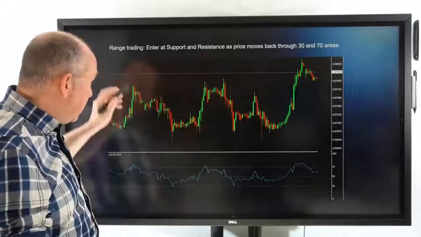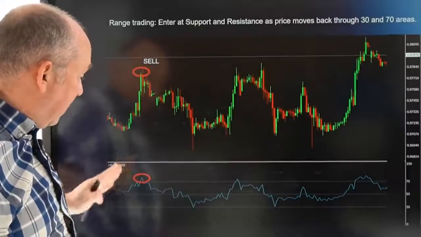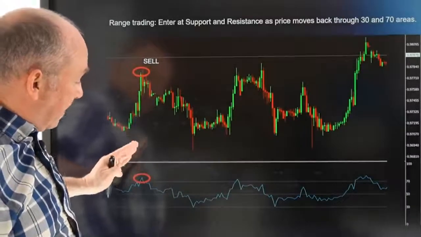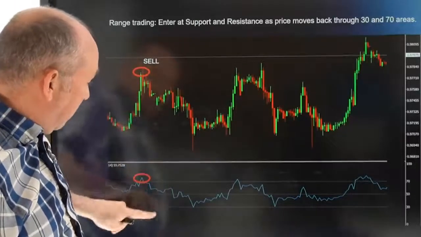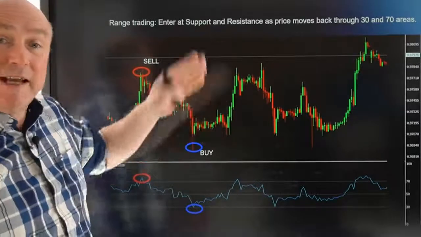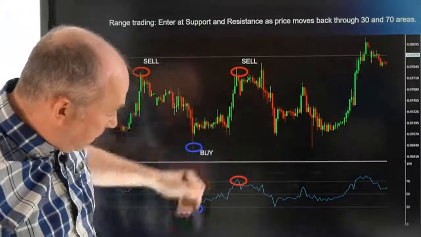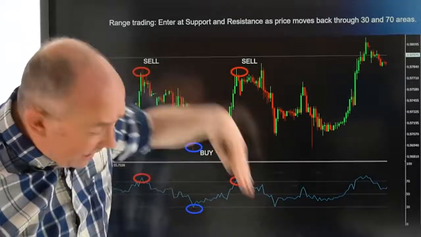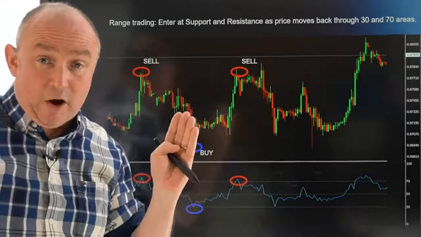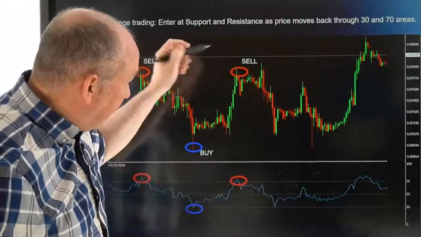But you can see here the market is ranging, and you see here we had a sell at the top, where we had the move out through the 70 and then back through again. Indeed, that one would have worked. Then we moved back down through the 30 and then back up into the main body. That would have been a buy. We've got another sell here, back up through the 70 and then comes back into the main body. So it's basically going back down from the 70 into the range.